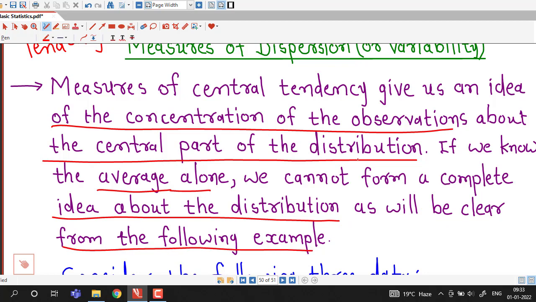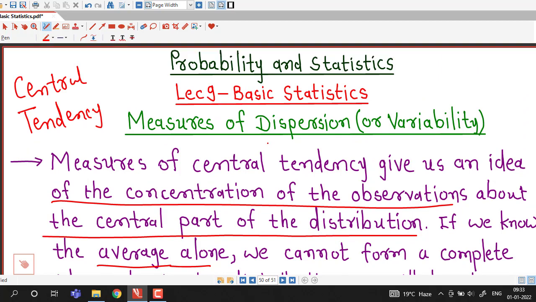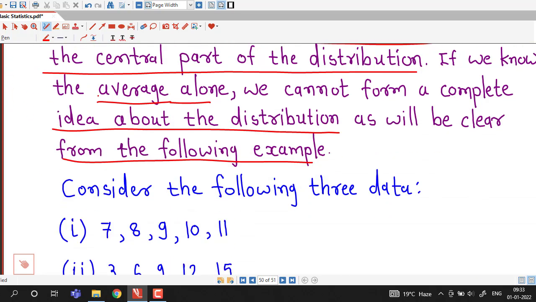That means measures of central tendency alone are not enough to have an idea about the data. So we need some other measures of variation or measures of dispersion. So why measures of central tendency alone are not enough, that we will understand with the help of this example.